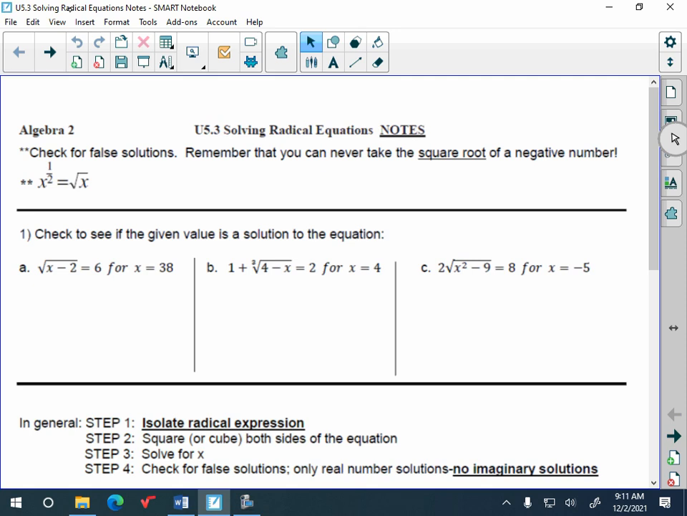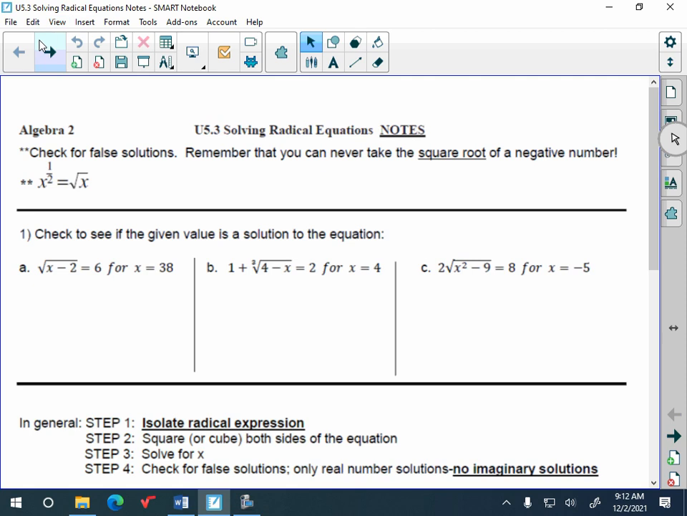All right, so the first thing we want to do is be able to check to see if a solution actually works. So on number 1, they give us this equation. They want to know, does x equal 38? Is 38 the solution to this problem? So we can check by plugging 38 in for x and simplifying it. That's what we're going to do for this first one.